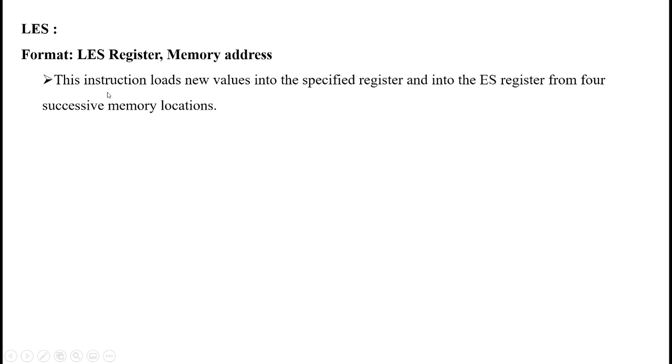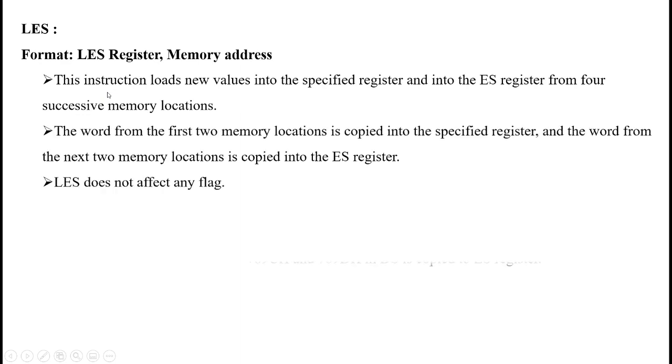Next is LES. It is the same as the previous one, only instead of data segment, it is extra segment. Load extra segment address. It loads the first 16-bit data in the specified register, next 16-bit data in the ES register. That is the meaning of LES instruction.